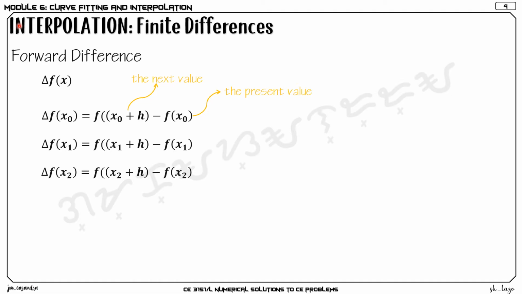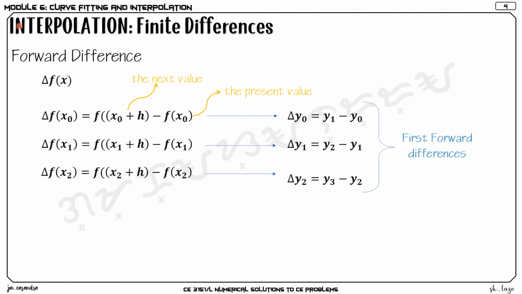Writing this now in terms of y, we have delta of y sub 0 is equal to y1 minus y sub 0, and delta of y sub 1 is equal to y2 minus y1, and the delta of y2 is equal to y3 minus y2. Given now these equations, we call this as the first forward differences, or the difference of the first values of y.